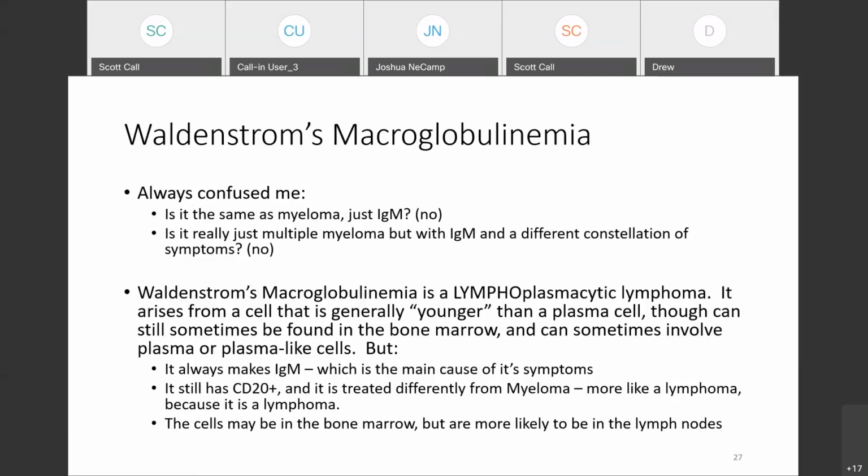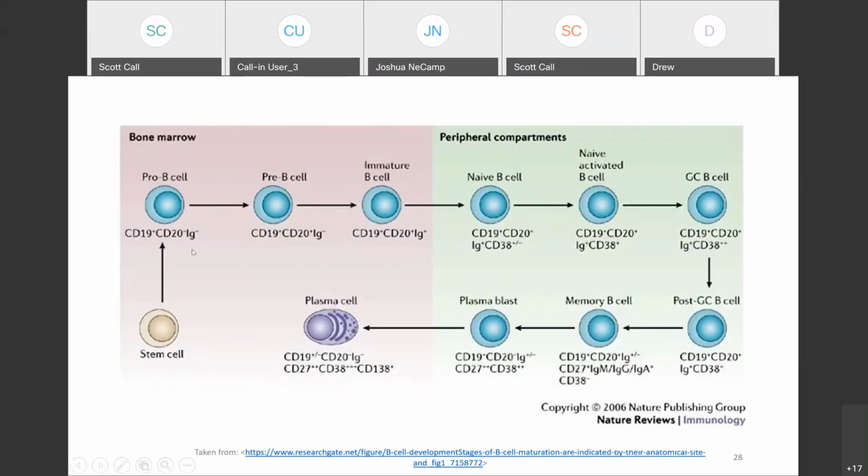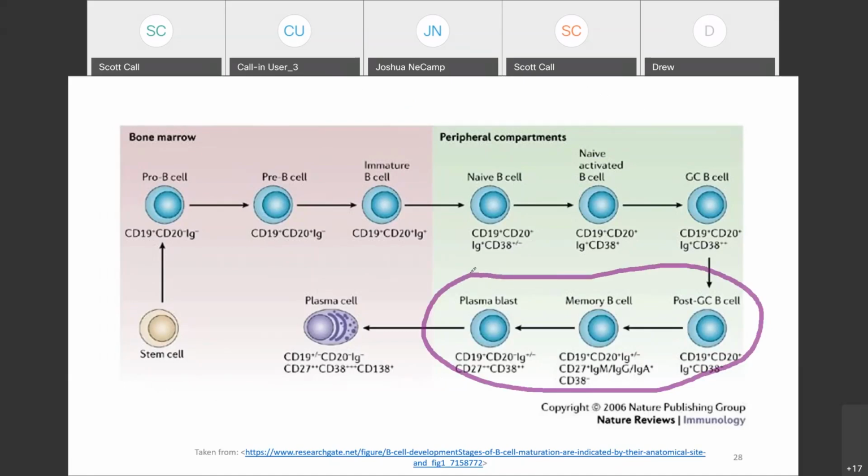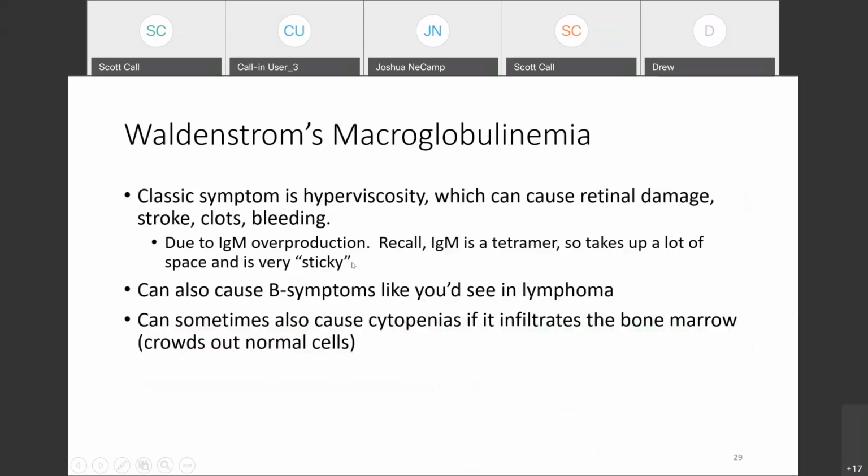And another key is, remember from the slide earlier, as the cells mature, they tend to lose CD20 and pick up more CD38. So multiple myeloma is CD38 positive, but CD20 negative. And again, we have that antibody for CD38, daratumumab, that works really well in myeloma. Whereas Waldenstrom's, the cells that cause it are more kind of from this area. So they're still positive for CD20, and they often get treated with our CD20 antibody, which is rituximab. So it's from a different cell.